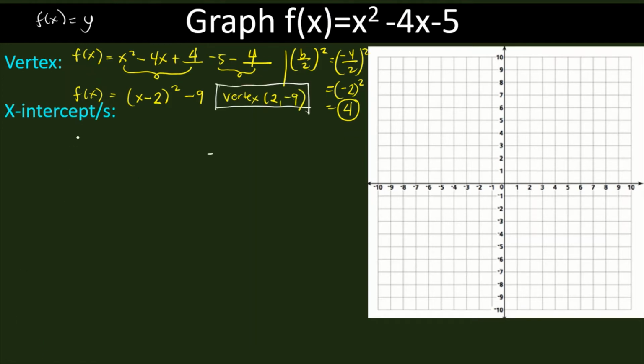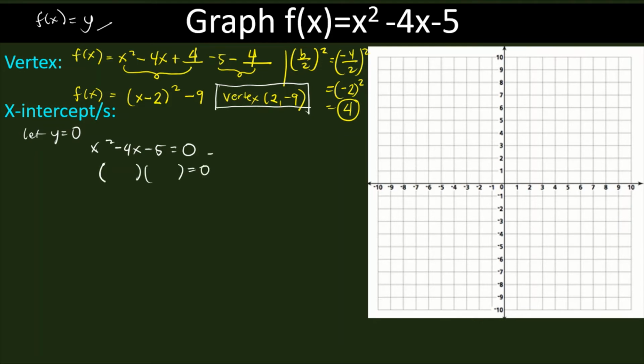Now, let us have the x-intercepts. To get the x-intercept, let y is equal to 0. So, yung y natin gagawin natin 0. Then, we will have x squared minus 4x minus 5 equals 0. So, to solve for the values of x here, any method ang gagamitin natin, completing the square, quadratic formula, or factoring. But since ang given natin is factorable, we may use factoring.